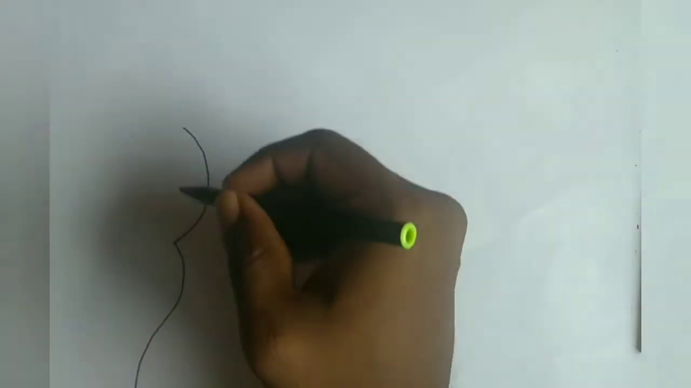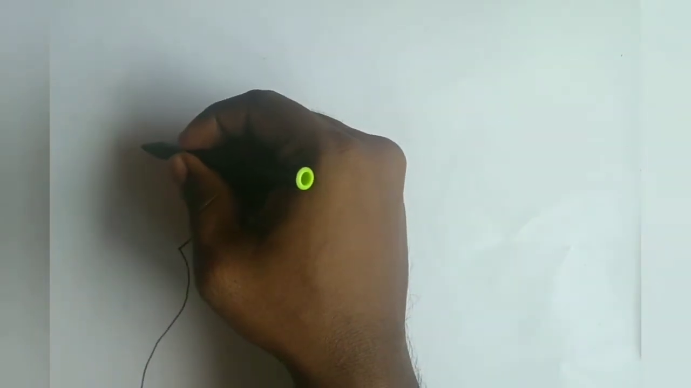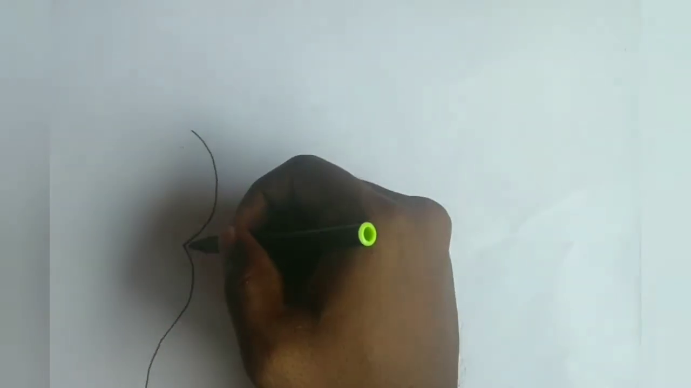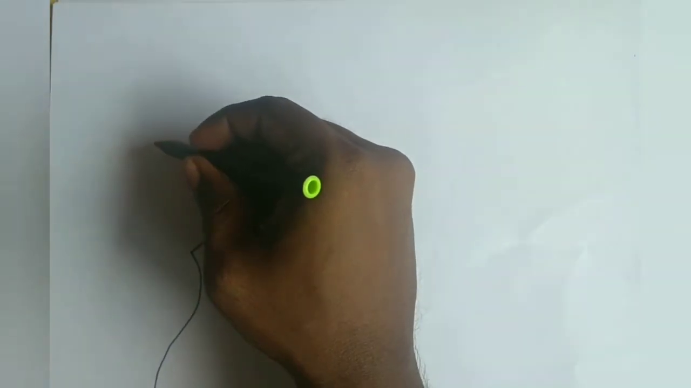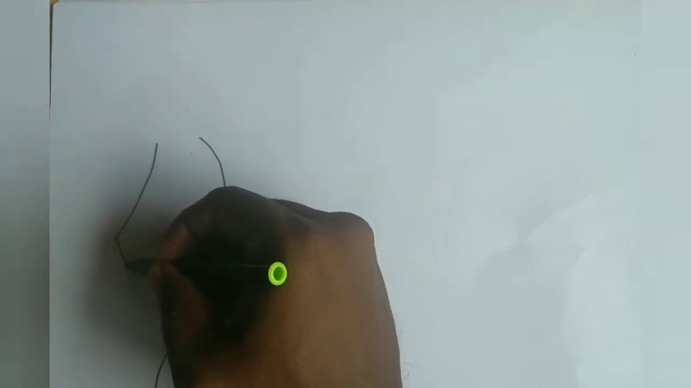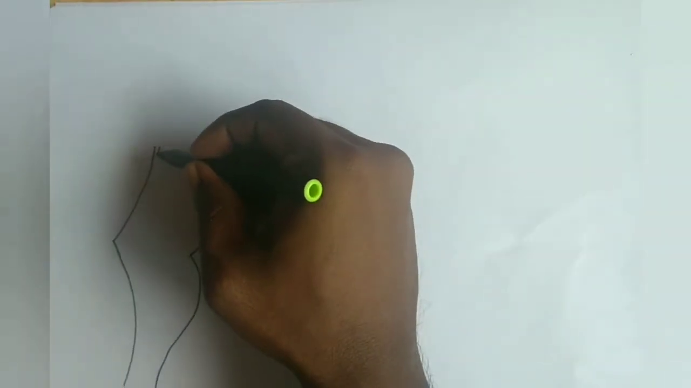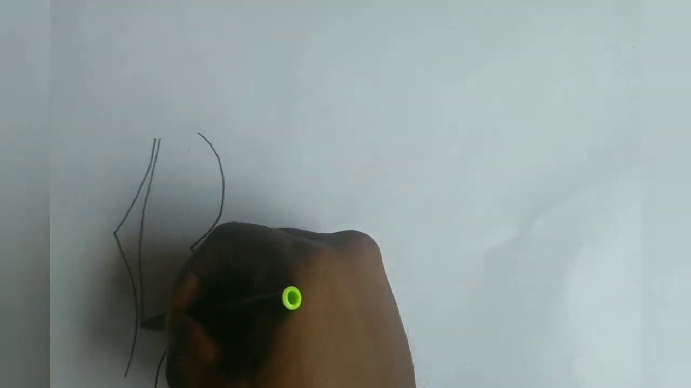So the facial nerve starts from the pontomedullary junction. It has both the motor component and the sensory component.